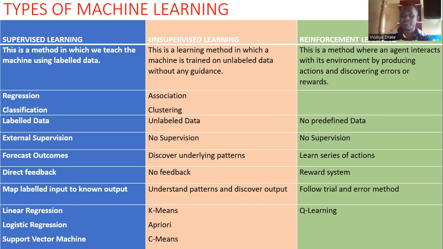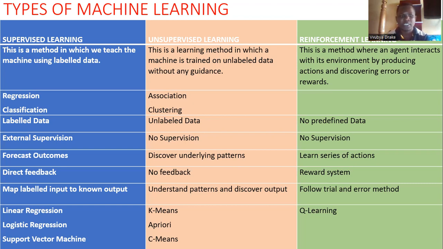With the reinforcement method, there's an agent which interacts with an environment using actions, and later it's given a reward. If it does something different from what is expected, it's given a penalty. And if it does something that is expected, it's given a reward.